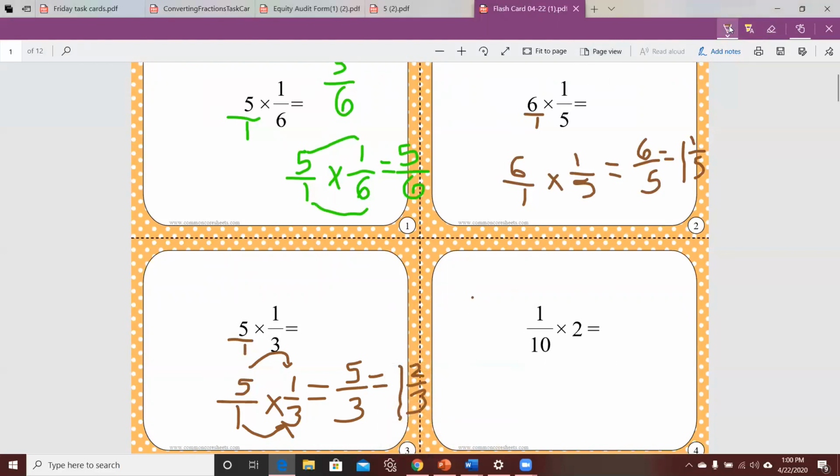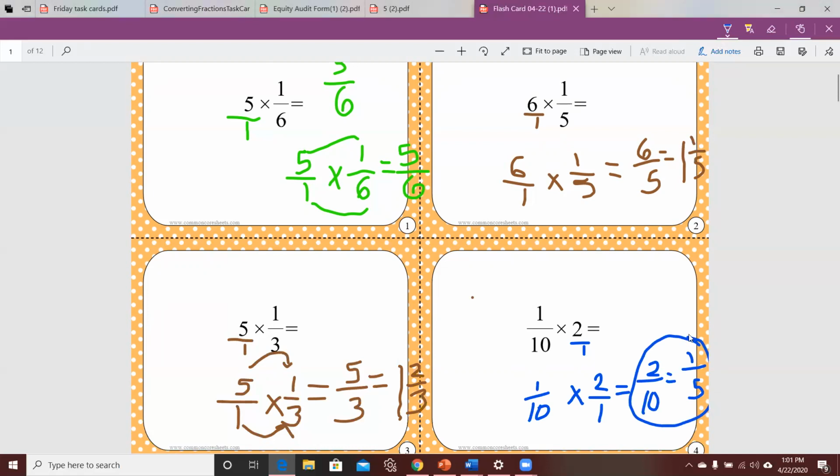All right, last one. 1/10 times 2, we're going to put that over 1. So if I want to rewrite that a little neater, 1/10 times 2 over 1. 1 times 2 is 2. 10 times 1 is 10. You could also reduce that down. Half of 2 is 1. Half of 10 is 5. So either answer would work for me, 2/10 or 1/5.